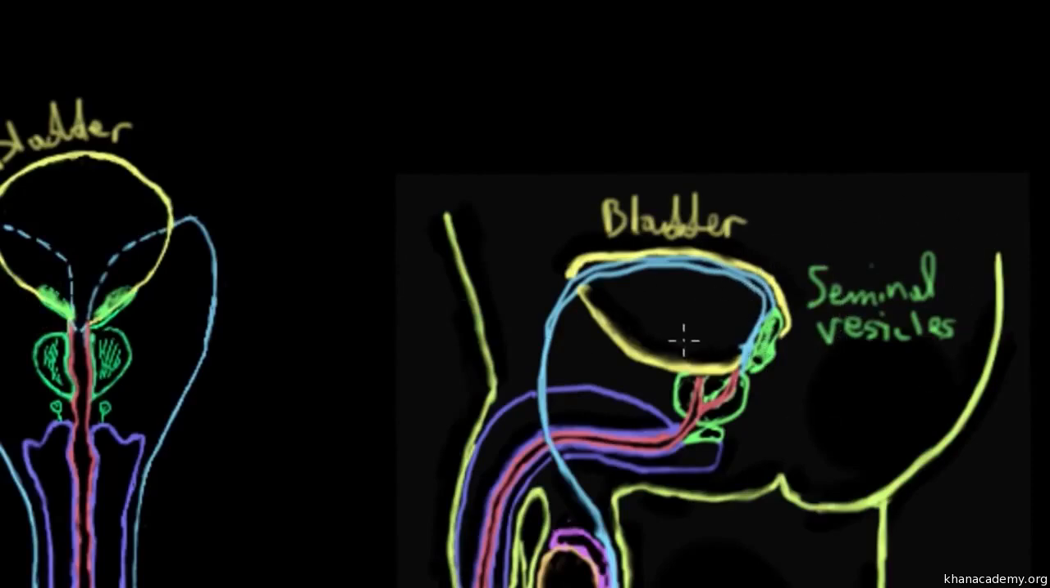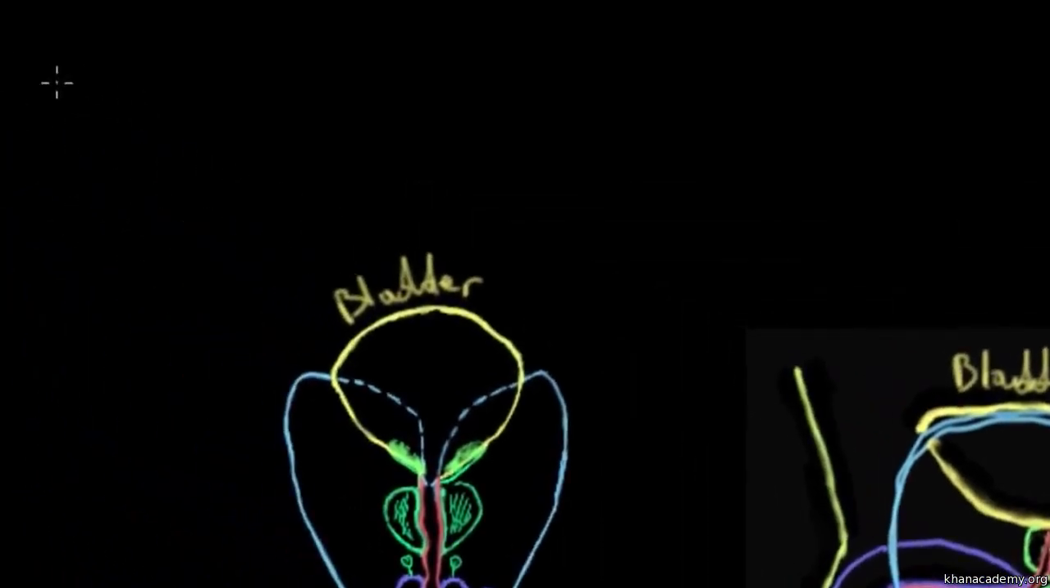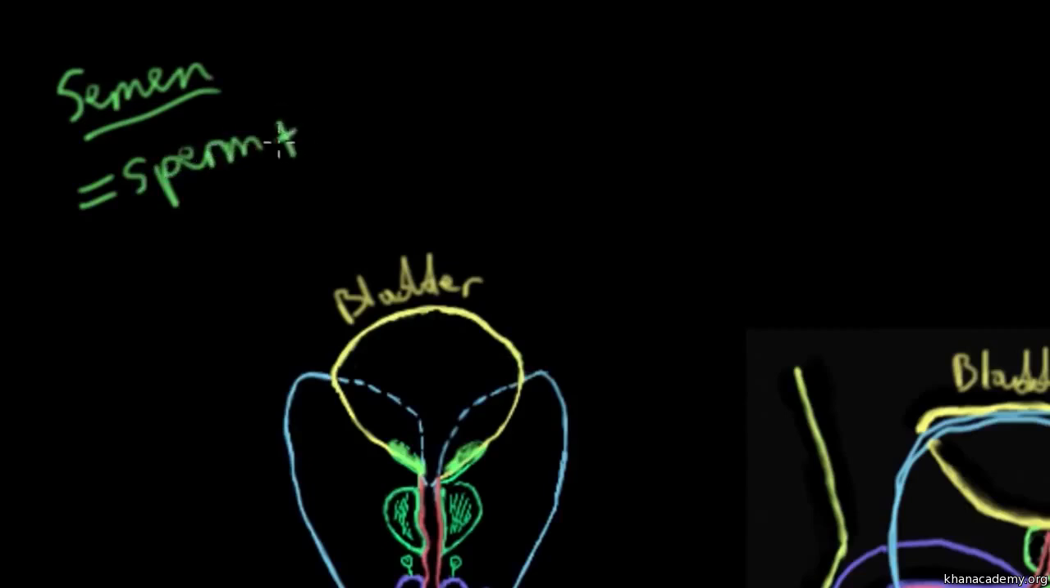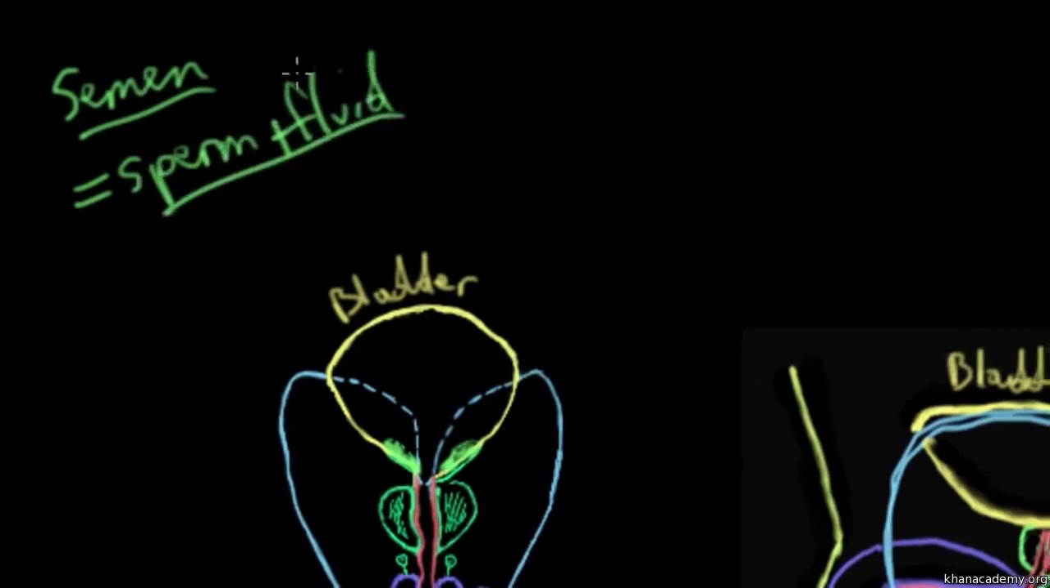What they do, their contribution to sperm, is a lot of fluid. In fact, they make up 60% of semen volume. Just to hammer out some terminology here, semen is different from sperm in that semen equals sperm plus the fluid that it picks up on the way from the accessory glands.